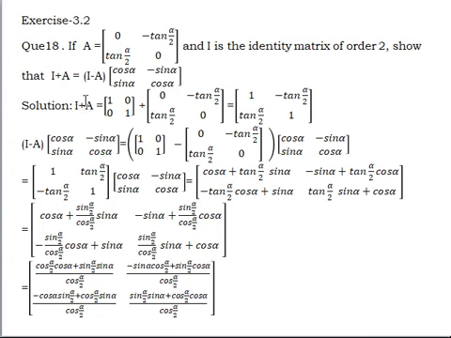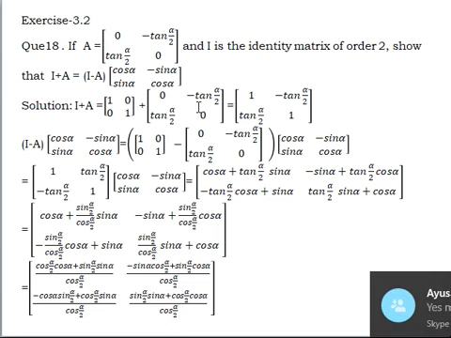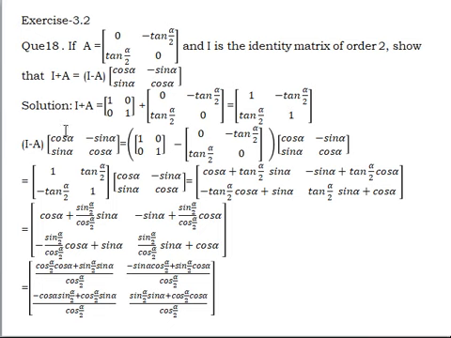So first we will find I plus A. I is the unit matrix, A is defined here. So when we add these two, we will get [1, minus tan alpha by 2; tan alpha by 2, 1]. Next, we will prove this by taking the RHS, and we will show that it equals the LHS.